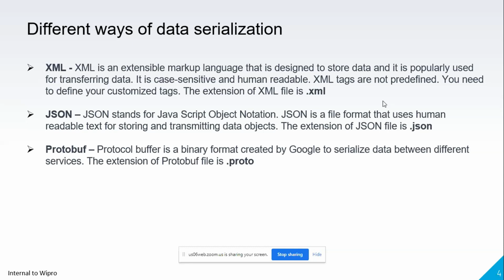Now second is JSON. JSON stands for JavaScript Object Notation. JSON is a file format that uses human readable text for storing and transmitting data objects. The extension of a JSON file is .json. XML and JSON are both text-based data serialization formats, whereas Protocol buffer is a binary format created by Google to serialize data between different services. The extension of a Protobuf file is .proto. I will explain Protobuf in detail in my next slide.